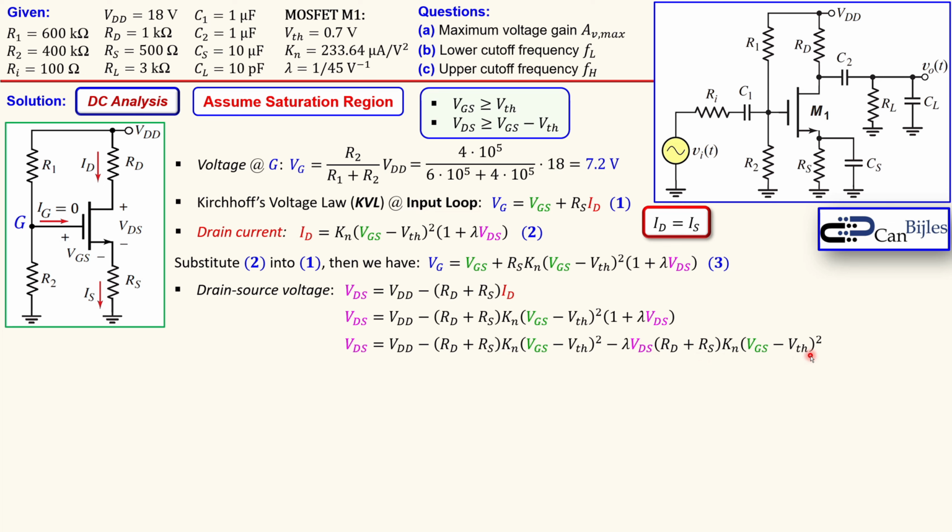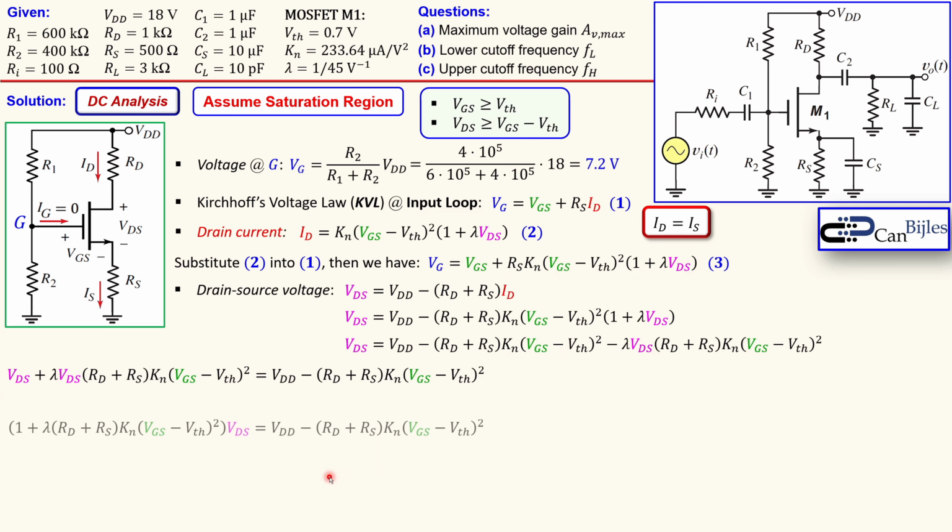What I will do now is bring this minus lambda VDS term to the left side, so I group all the VDS's. So VDS plus the lambda VDS, etc. is equal to VDD minus this term, which is actually shown here. Now why do I do that? Again, to group the VDS terms, because I need to replace this in equation number 3, because I have too many unknowns.